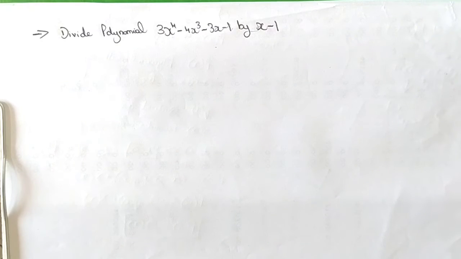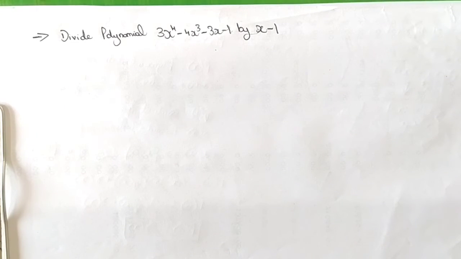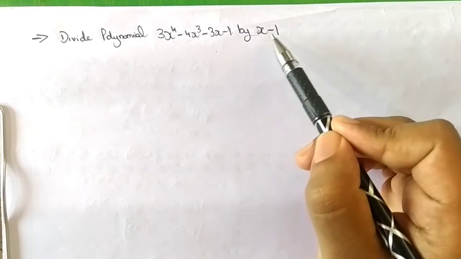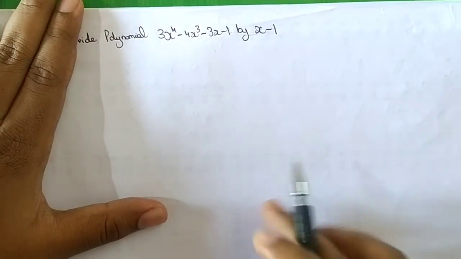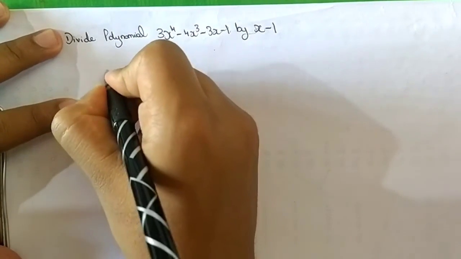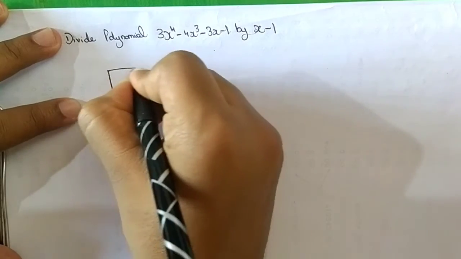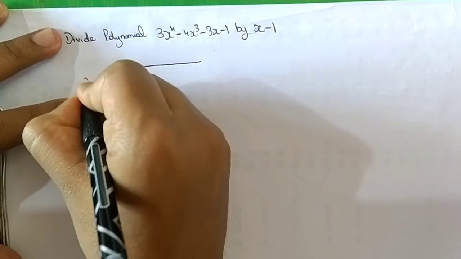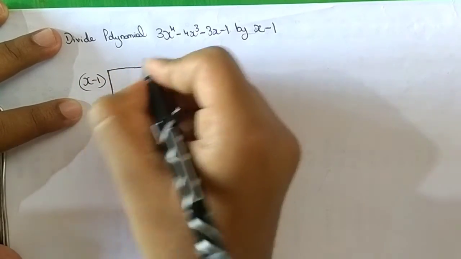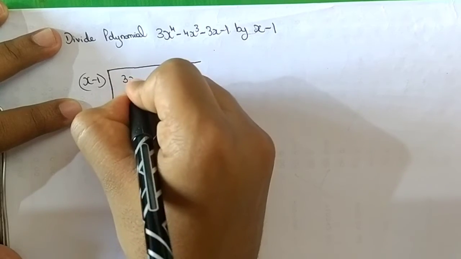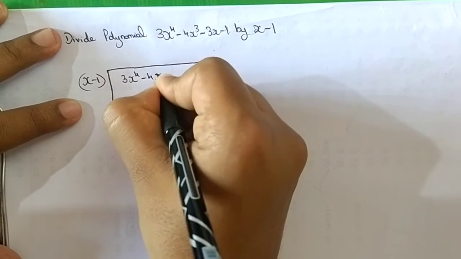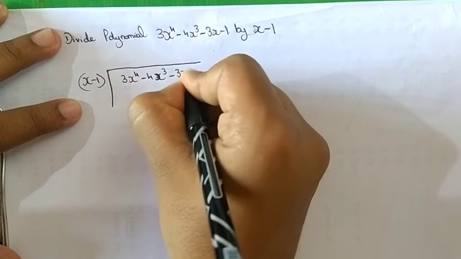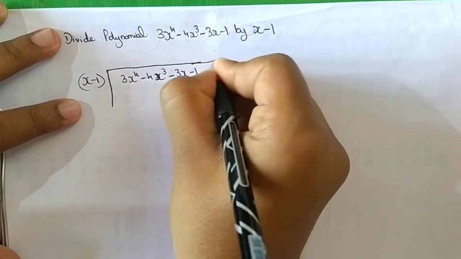Let's solve this. The given question is to divide the given polynomial by x minus 1. Now we can notice that this is our dividend, this is our divisor. Let us take it down in the format. Divisor is x minus 1. This is our dividend. Sorry, x cube minus 3x minus 1.